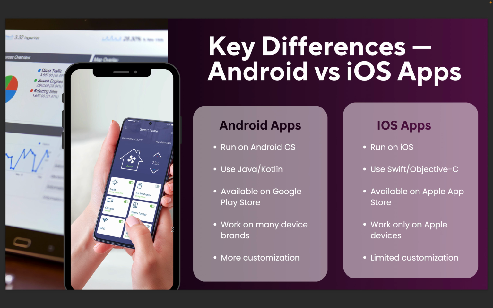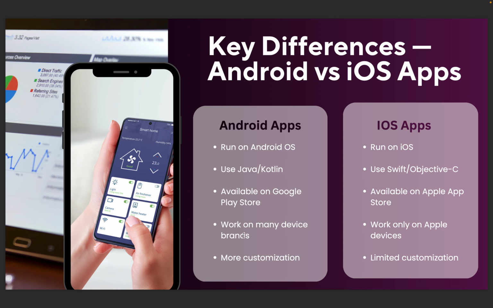Now, let's compare Android apps with iOS apps. Android apps run on Android OS and iOS apps run on iOS. Android apps are built using Java or Kotlin. iOS apps are built using Swift or Objective C. Android apps can be downloaded from Google Play Store, while iOS apps are available on Apple App Store.